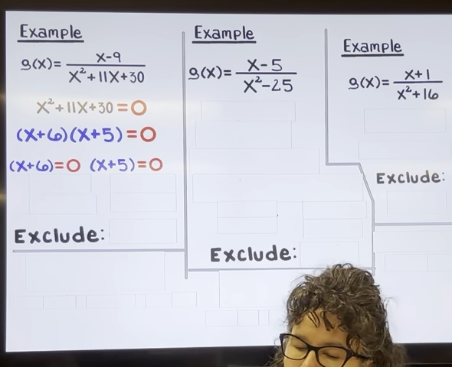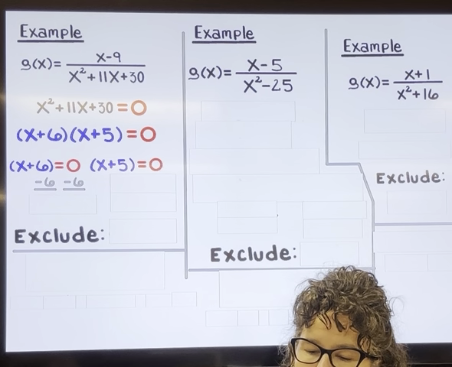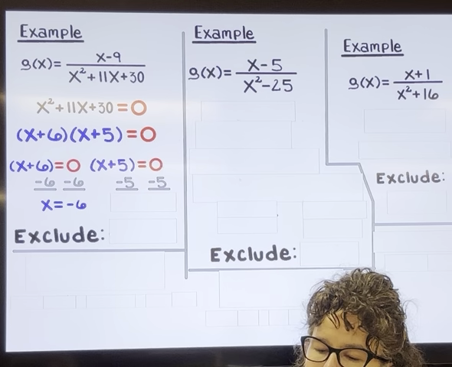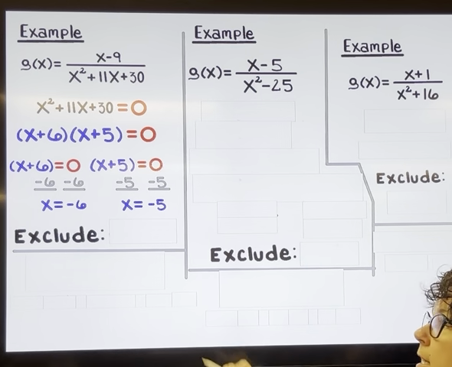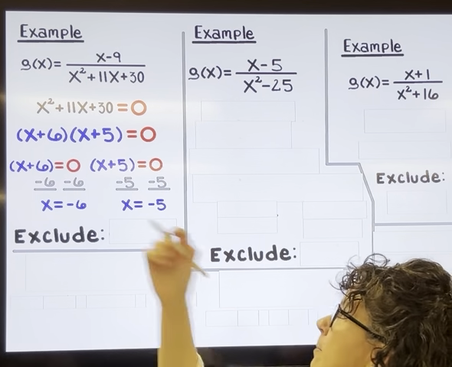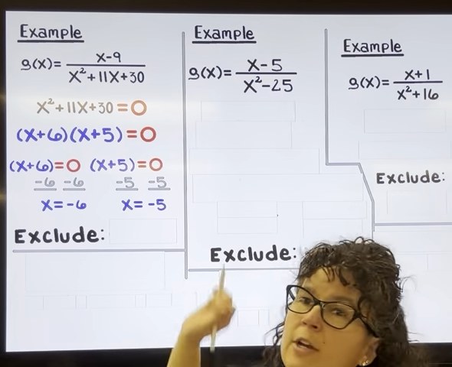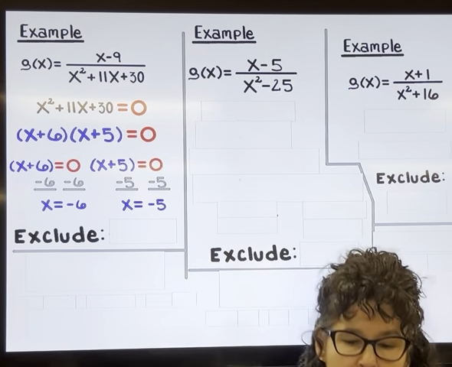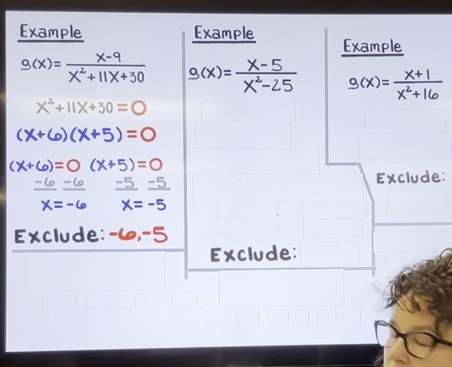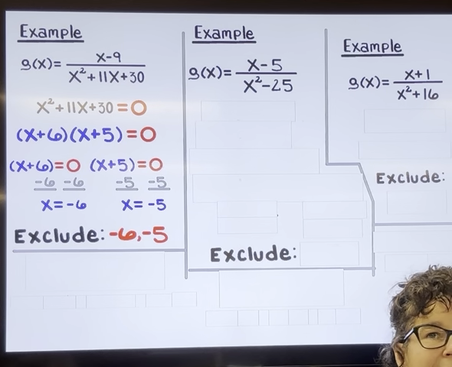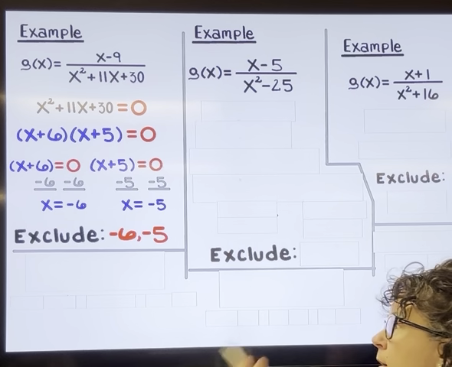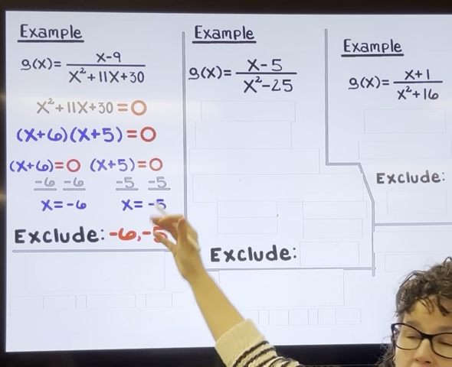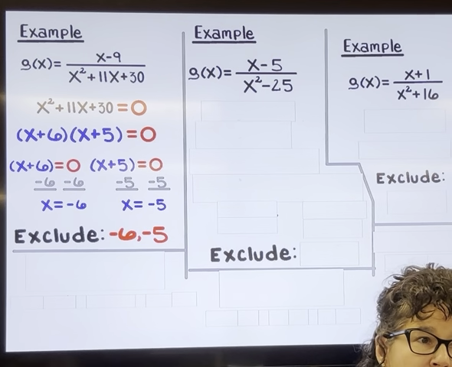To solve this one, I'd subtract 6 from both sides and find out x is negative 6. In this one, I'd subtract 5 from both sides and get negative 5. So keep in mind, setting the denominator equal to 0, we just found the numbers that make the denominator 0. So these are the numbers we want to exclude. If it just says what are the excluded values, what numbers can I not plug in? Negative 6 and negative 5.